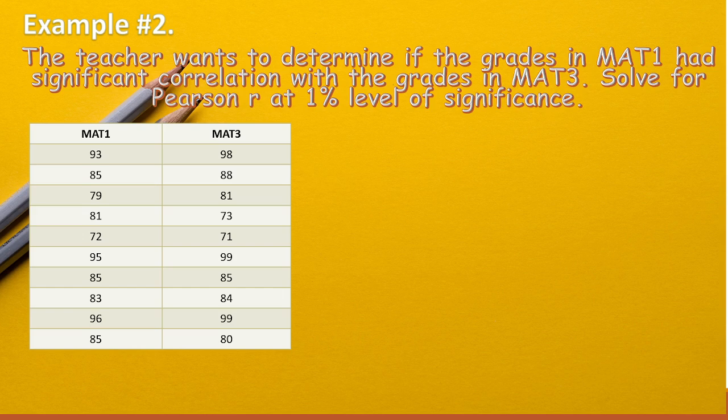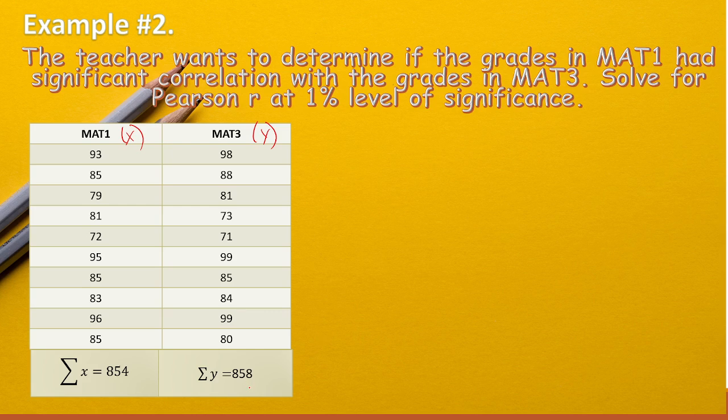Okay, so from here, meron tayong x, ito yung x natin, at ito naman yung magiging y natin. Okay, so dito, i-squared na natin to. Okay, so 93, kunin natin yung kanyang squared. Or kunin muna natin yung sum nila. Okay, add muna natin 93, 85, hanggang 85, we will get summation of x, that is 854. Okay, add din natin yung y. Okay, ang kanyang sagot ay magiging 858 naman.